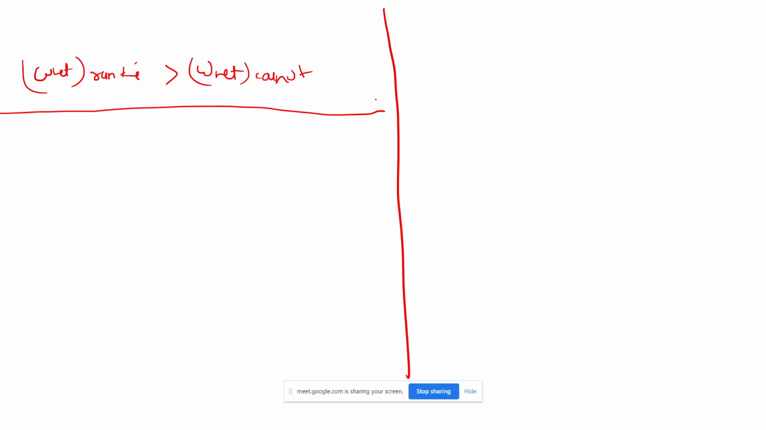Okay sir, so these two statements I should also write. The efficiency of the Carnot cycle is higher than that of the Rankine cycle.